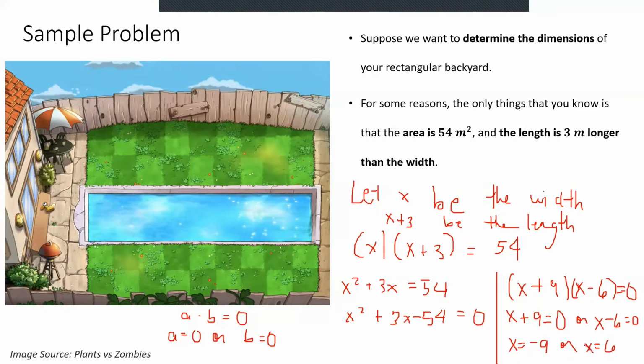Since we don't have negative distances, negative width and length, we will consider x is equal to 6. So the width is 6 meters. And the length, since it's 3 meters longer, should be 9 meters. And we can see the area, 9 meters times 6 meters, is 54 meters squared. So that's it. Now, if you forget factoring, for example, we already just factored it here, we will talk about it in the next video.